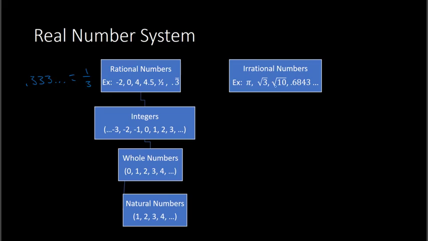Irrational numbers would be things that cannot be written in a ratio. So for example, pi. This is used in geometry. Pi is irrational. It is 3.14159, etc. Keeps going forever.